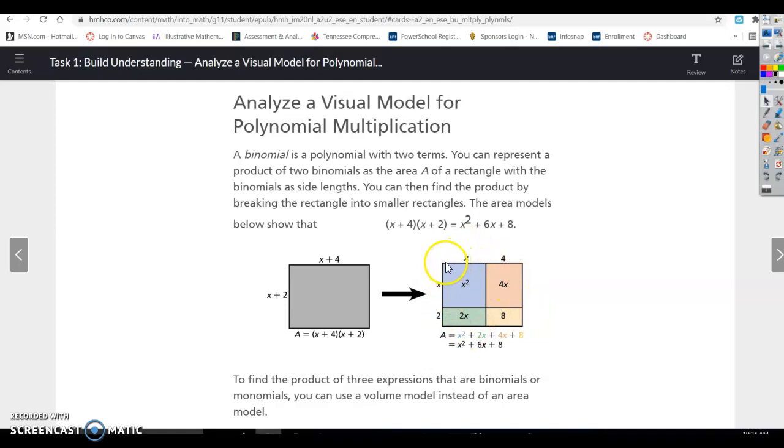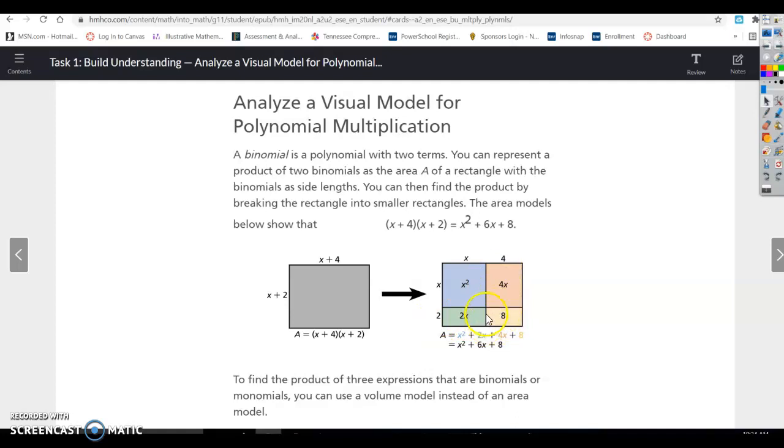So if you do that, the top side is x plus 4, and they just break this into x and then 4, and then this is x and this is 2, so it's going to be a smaller piece as well. So here you've got x times x, and that produces this x squared, and then x times 4 gives you this, 4x, and then this side length times 2 gives you this, and then the 4 times 2 gives you the 8.